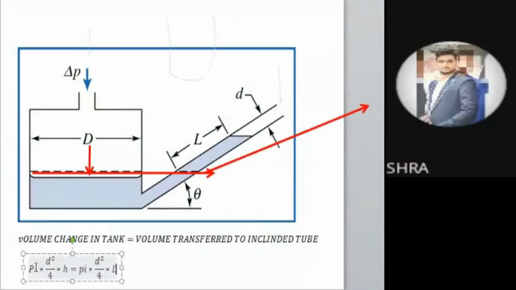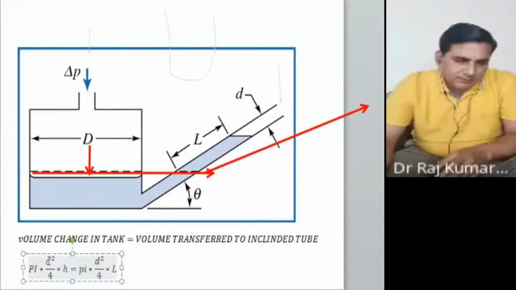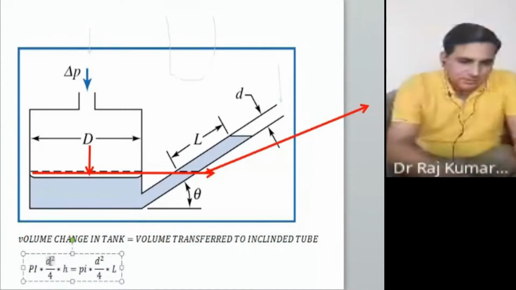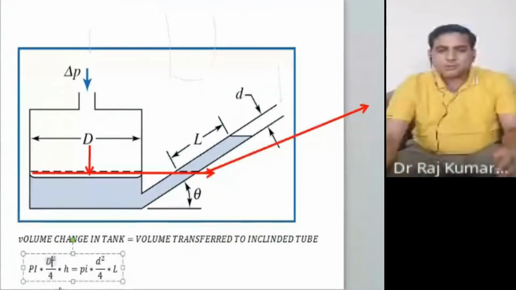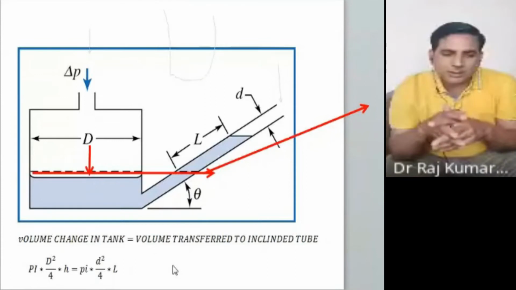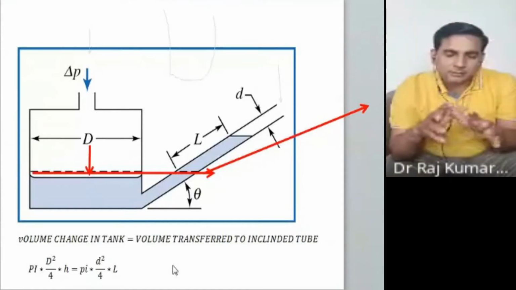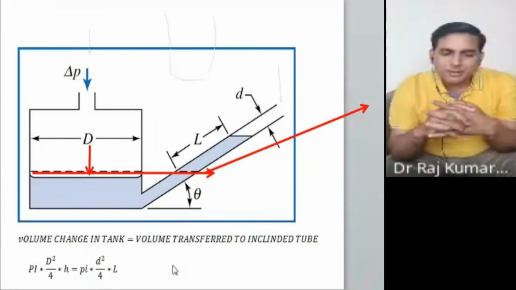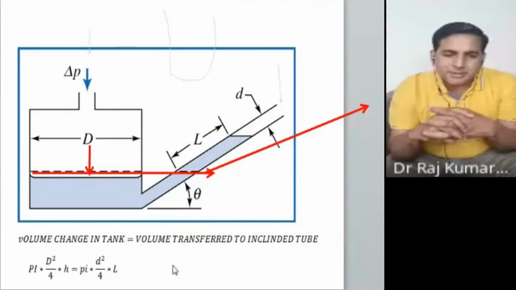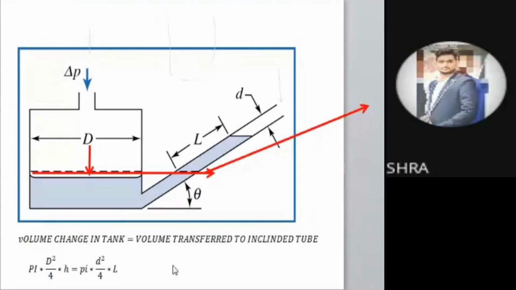So the left side would be capital D. Yeah, left side is capital D, correct. So we can write it capital D. Okay? So from here you got the relationship for L and H. Yes or no? Yes, sir.